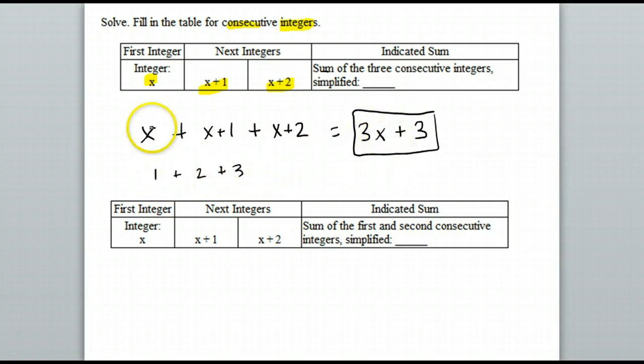We'll put in a 1. That's what x is. It's the first number. 3 times 1 is 3, plus 3 is 6. Pick different numbers: 10, 11, 12. 10 plus 11 plus 12. 10 is the first integer. That's where the x is. So 3 times 10 is 30, plus 3 is 33. 10 and 11 is 21, plus 12 is 33. So this will give you the sum of 3 consecutive integers if you put in the first one, the smallest one.